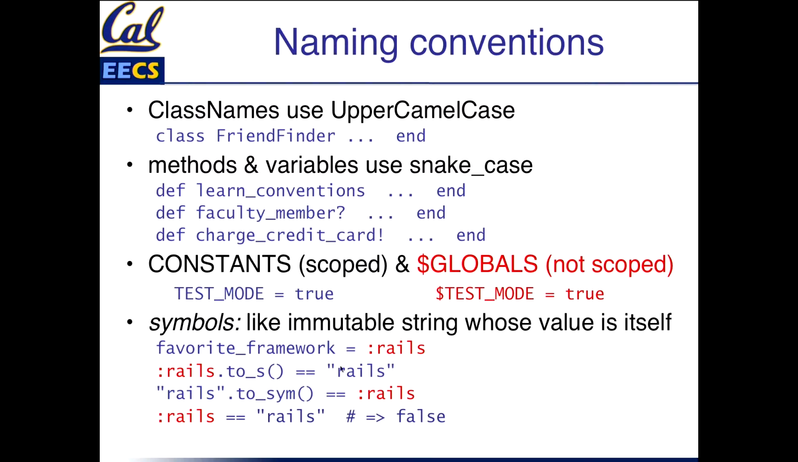So what's a symbol? The syntax for a symbol is just a colon followed by a string of letters and underscores and digits. But a symbol really is kind of like an immutable string whose value is itself. And the reason that in many cases you're going to find that there are methods in Ruby and in Rails where it looks like you could actually pass either a symbol or a string. Now, symbols aren't the same as strings. It's very easy to convert between them. There's methods toS and toSym.